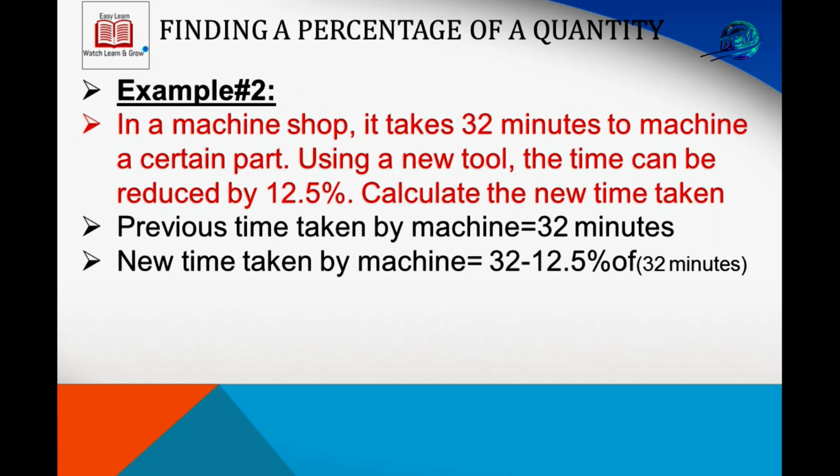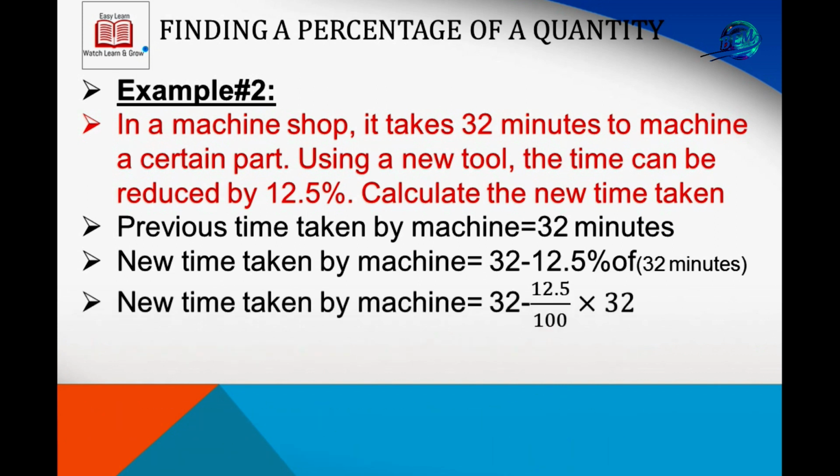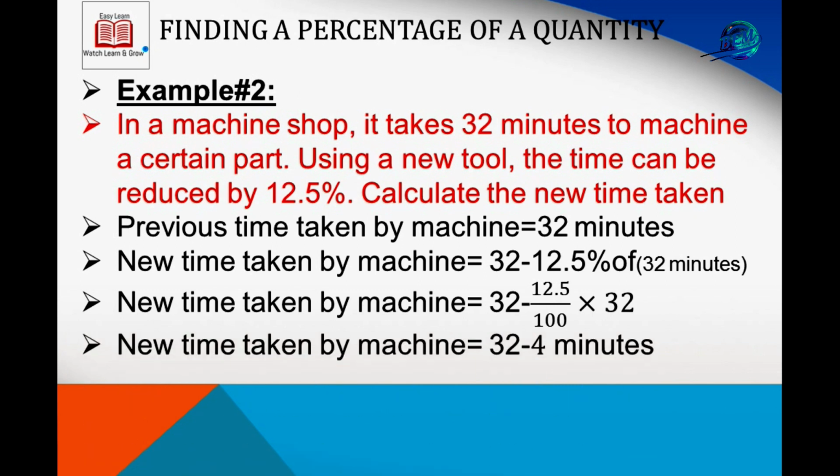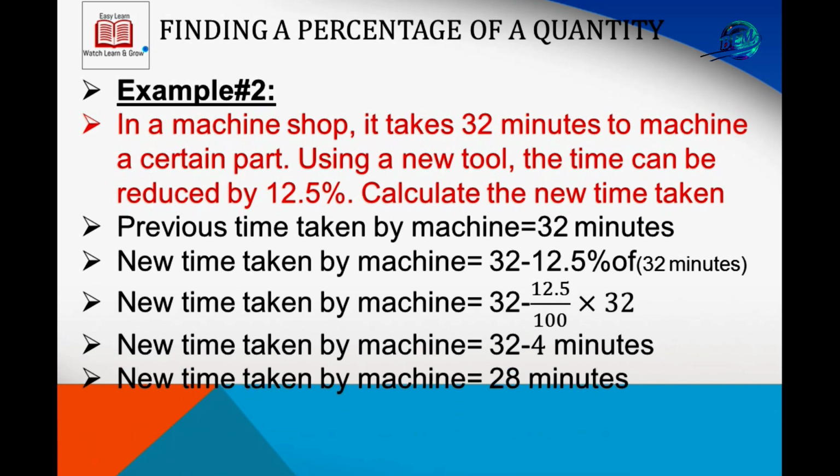So don't forget, of 32 minutes. Replace this percentage as in the previous example I explained: 12.5 divided by 100 multiplied by 32, because I am calculating the percentage of 32. This will be subtracted because this time will be reduced, and to calculate the new time, just subtract this reduced time from the previous time of 32. 32 minus the answer of this, which is 4. So 32 minus 4 is 28 minutes. That is the new time taken by this machine.